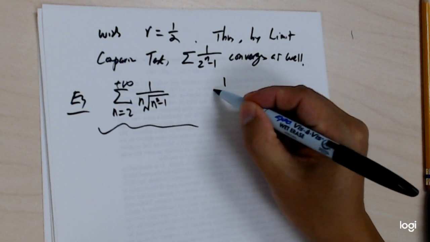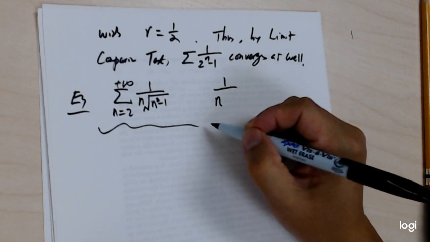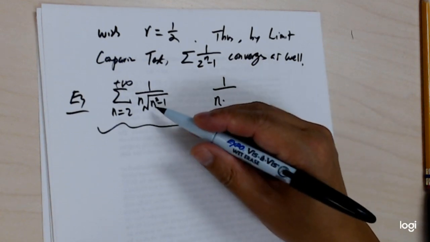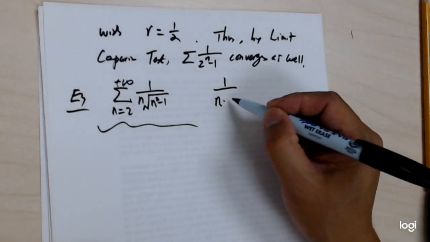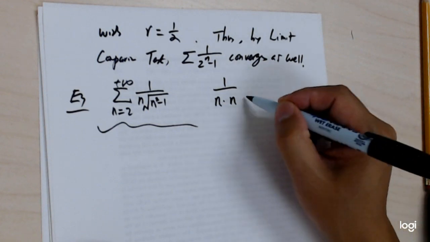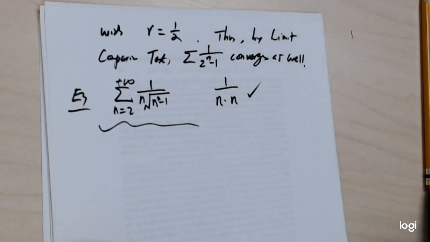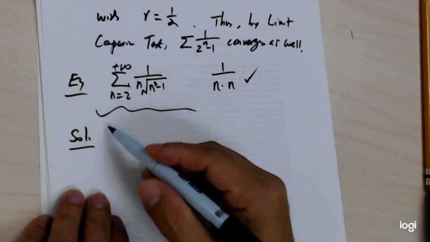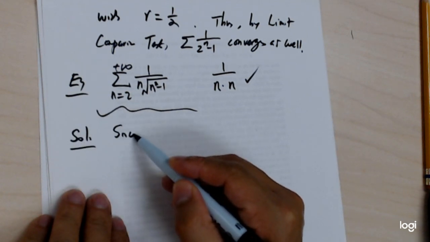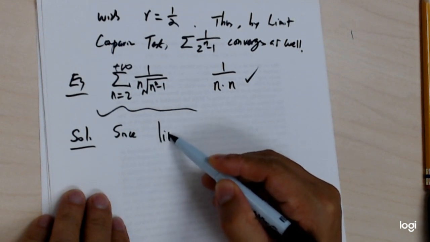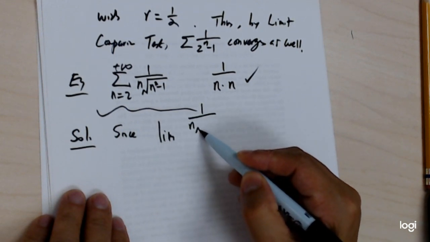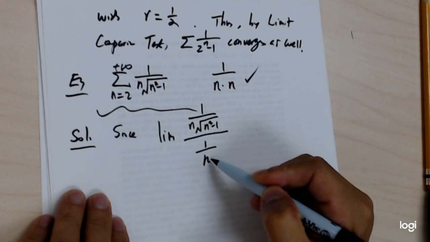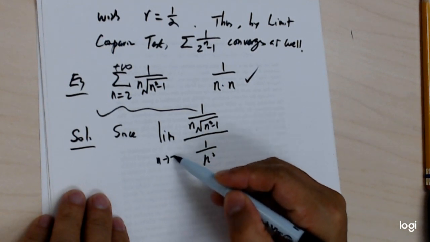So you're looking at 1 over, you're going to leave this n alone, followed by square root of n squared. All right, that gives you another n. So that's the guy you want to compare with. But make sure you calculate the limit correctly. Since this is a sub n, that's b sub n. Let's find out the limit at infinity.